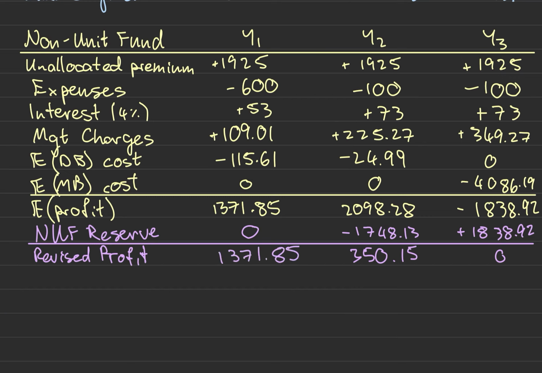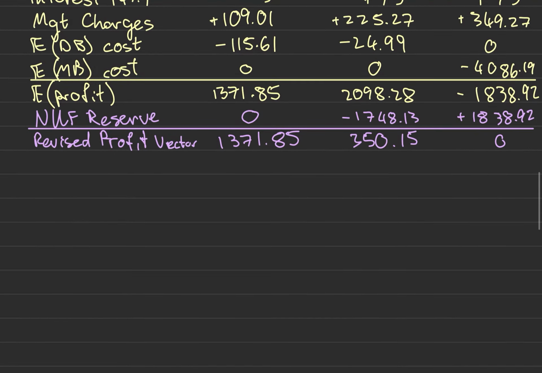1371.85. So there you go. This is my revised profit vector. Now, let's actually write there, revised profit vector. Okay, that's a profit vector. Now, I've done all the hard yards. Now I need to go calculate my profit margin.